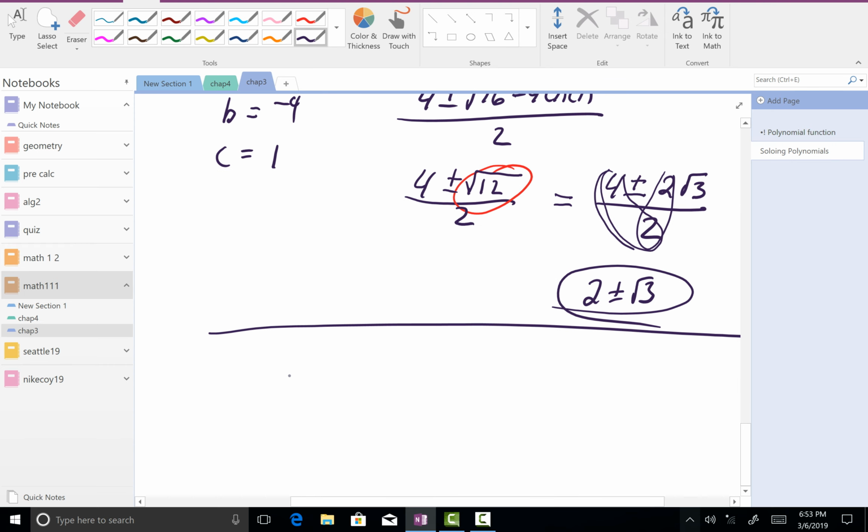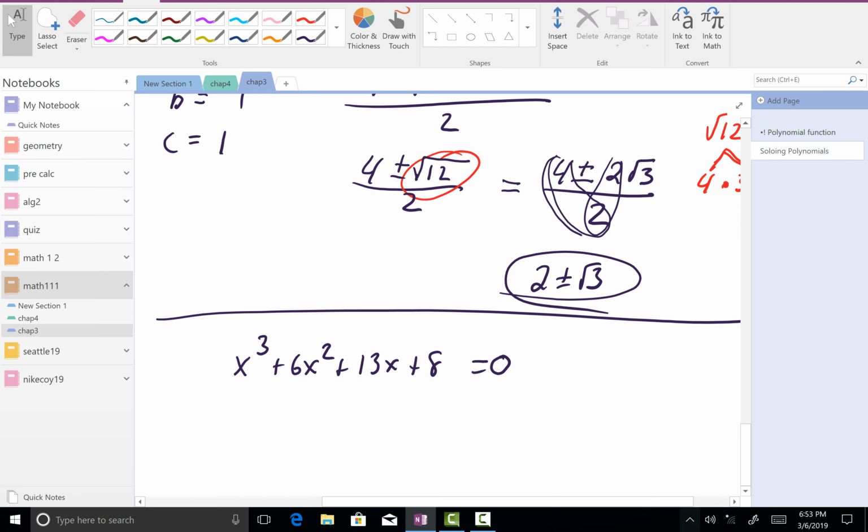All right, so let's try this one. We're going to go x cubed plus 6x squared plus 13x plus 8. We're going to set that equal to 0, and we're going to solve it. So what are we going to do first? Graph it. Let's see if we have a nice x-intercept that we can work with. Okay, so we're going to graph it and see what happens.